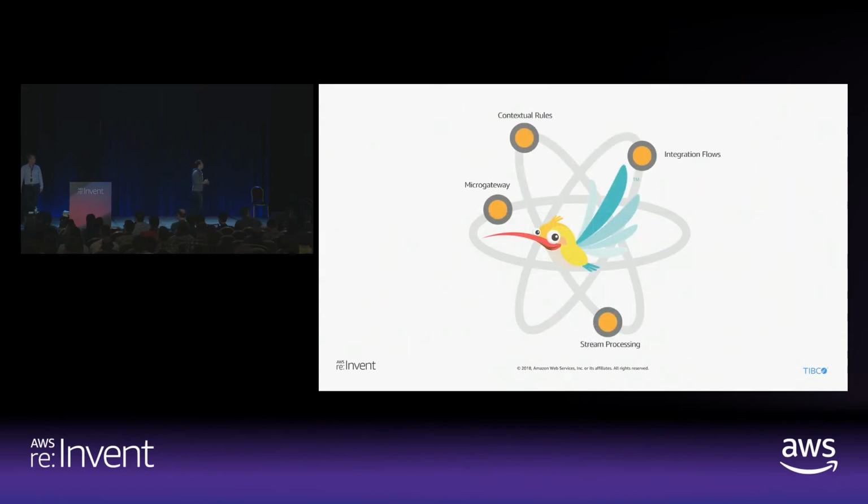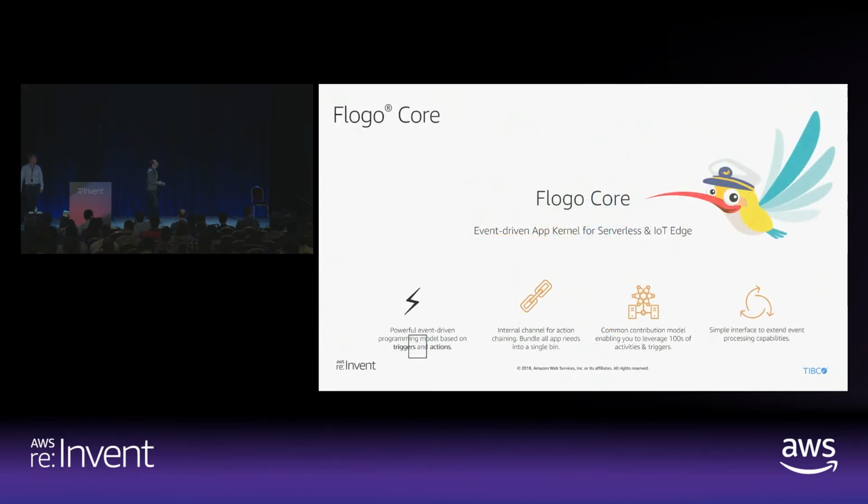So when you look at this, it's an ecosystem, as I said, right? When you look at this picture, you've got integration flows that we talked about a little bit earlier. You've also got stream processing, contextual rule processing, and a micro gateway implementation. So all of these various event processing capabilities are implemented within the FlowGo ecosystem and leverage the same common application kernel. By leveraging the same common application kernel, that allows us to consume and take advantage of the over 500 contributions that exist in GitHub today.